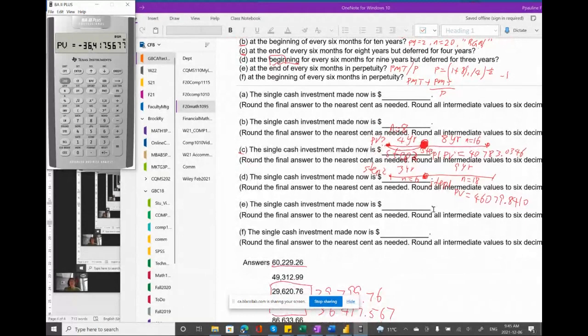And question E: at the end of every 6 months in perpetuity. For perpetuity, usually you just need the formula.